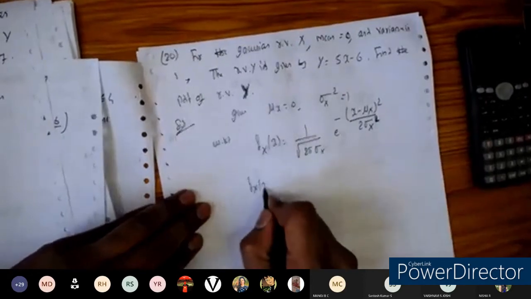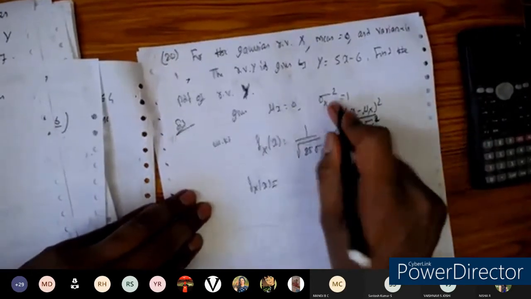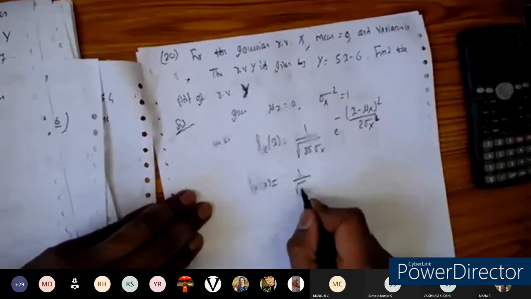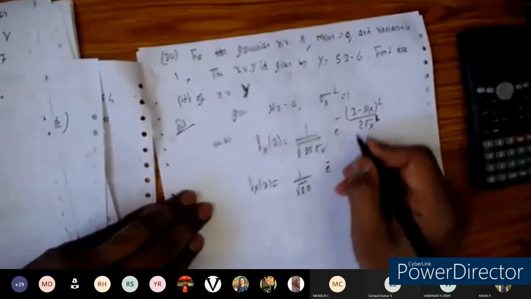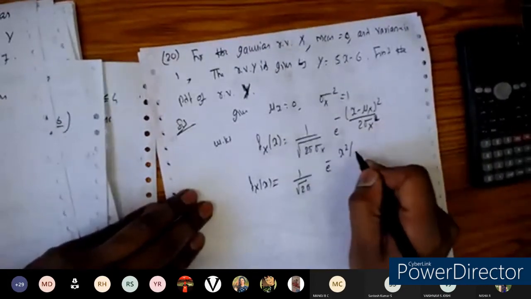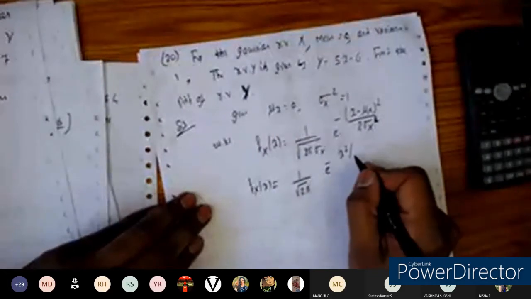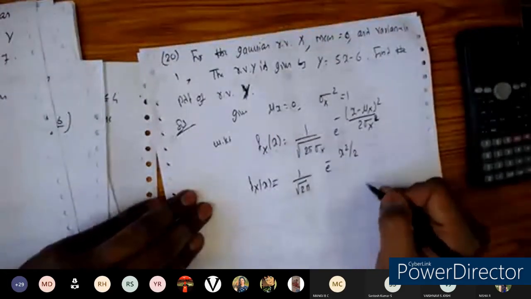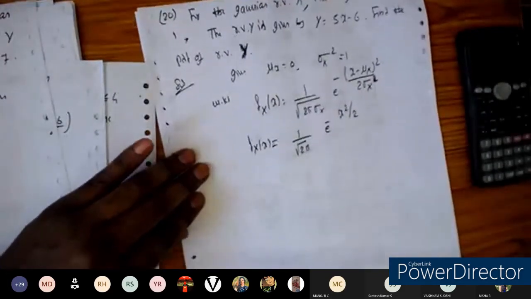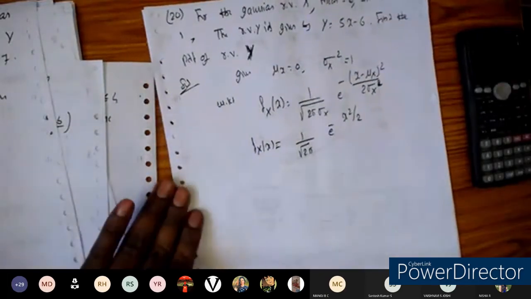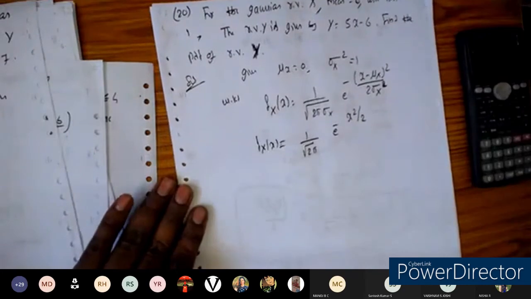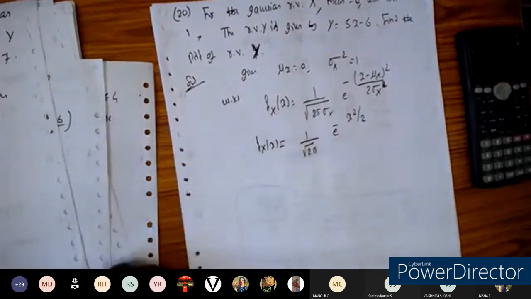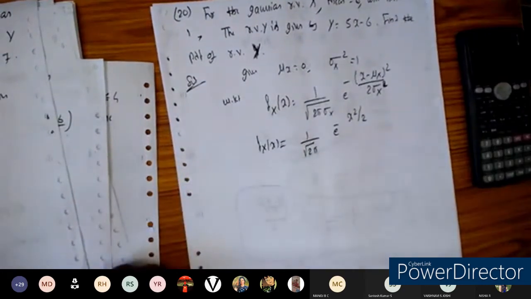Let us substitute the value of the mean and the variance here. The variance is 1, so it has become 1 by square root of 2 pi into e to the power of minus x square divided by 2, since sigma X square is 1. So we have got the PDF of the Gaussian random variable X.